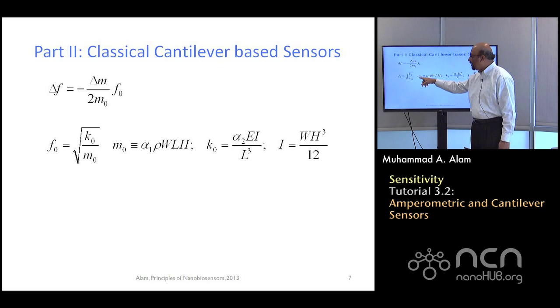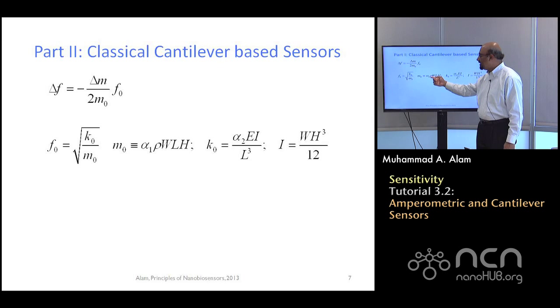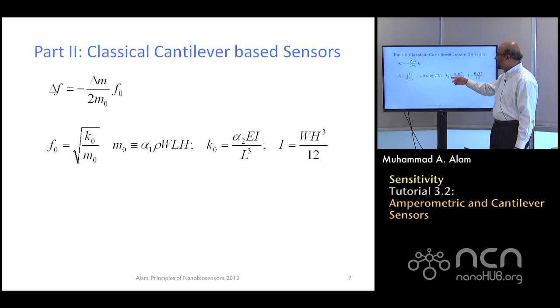Of course, you can calculate the mass: it is the density times WLH, the volume. The spring constants you already know, and this has been said to be alpha 2 is equal to 1. And then there is this corresponding value for I, let's say.